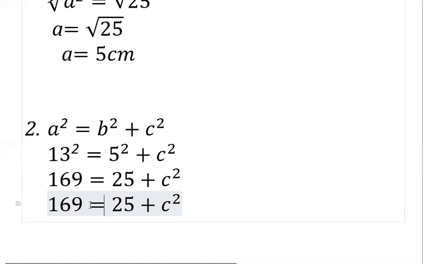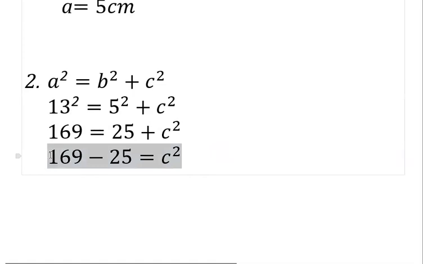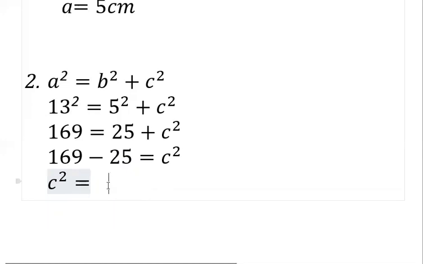So this 25 crossing over will now be what? Negative 25. That means this 25 has crossed over. So we now have c squared equals 169 minus 25. Awesome. So with this, whichever way you want to put it, you still have your way. Very good. So 169 minus 25 will give you what? 144.